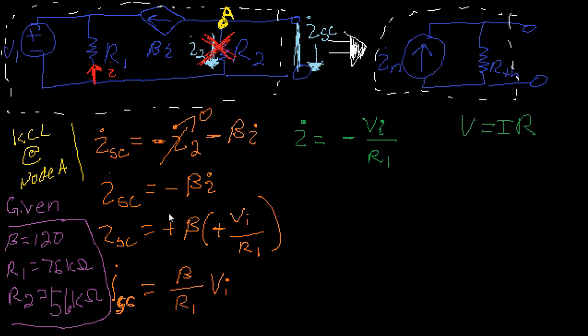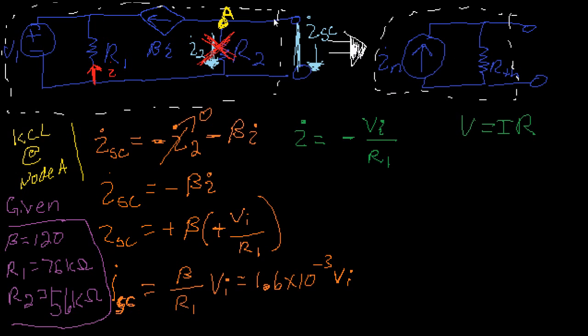It's 120 by 75K. So that equals, whatever, shouldn't really care about the colors too much. So that's 1.6 times 10 to the negative 3 VIs, right? So that's our short circuit current, which is actually also our Norton current.